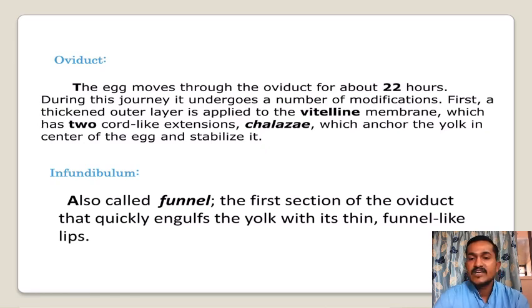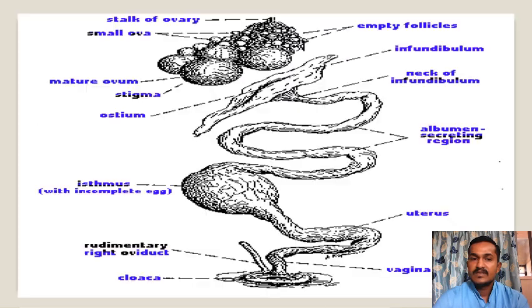It is the first section of the oviduct, which quickly engulfs the yolk with its thin funnel-like leaves. Clear? What's the function of this infundibulum? It engulfs the yolk. The eggs are matured inside the ovary and ooze out from the ovary, and they are first picked up by this part of the oviduct, the infundibulum. Clear? It's funnel-like, and its main function is to capture the matured eggs from the ovary. Now next, about the oviduct.